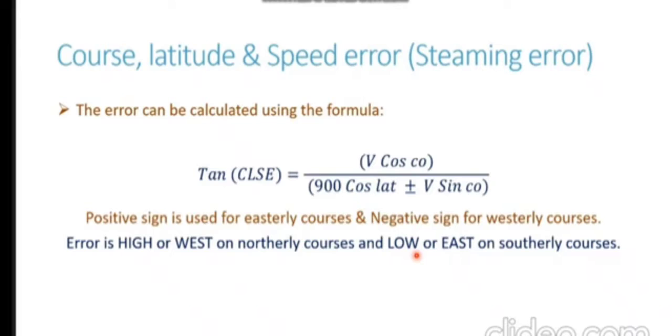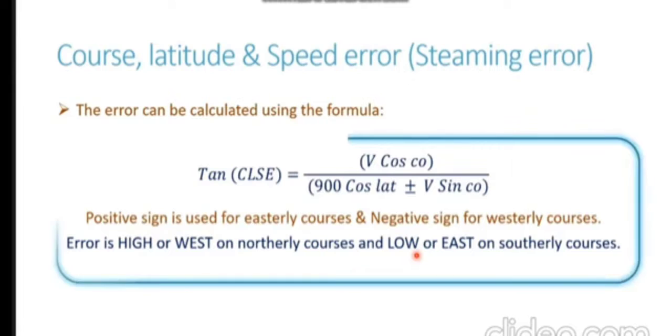So the formula gives us the magnitude of the steaming error, the course latitude speed error, and it also gives us the sign, whether the error is low or high. So this is the second important formula in gyro errors. The first one which we saw was for the damping error or settling error.